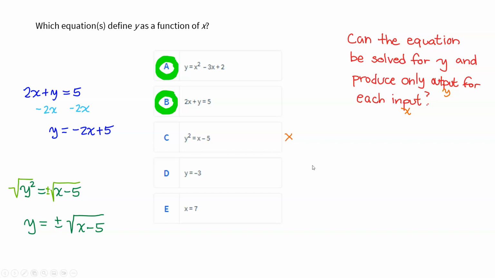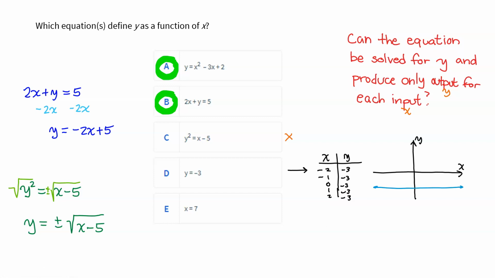Y equals negative 3. This one here requires a little bit more thought, because here you don't have an x involved in this at all. It means that basically y is independent of x. But even with that, if you were to make a table of this, no matter what the x value would be, y would be negative 3. So no matter what the x value is, you'd only get one y value, negative 3. And it would look like a horizontal line. Horizontal lines pass the vertical line test for functions. No matter what vertical line I would draw through this, it's going to intersect that line in only one place. So this is a function.